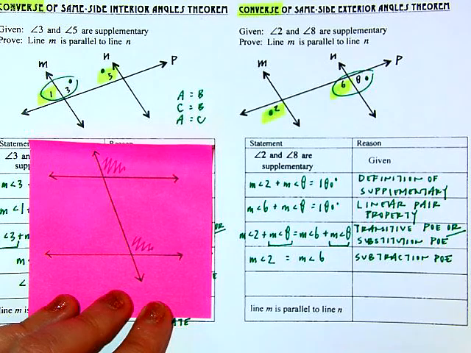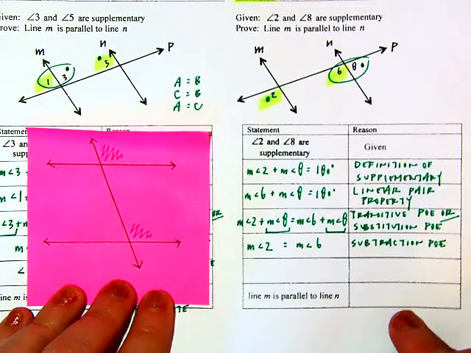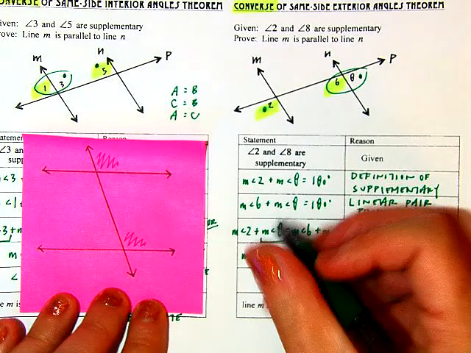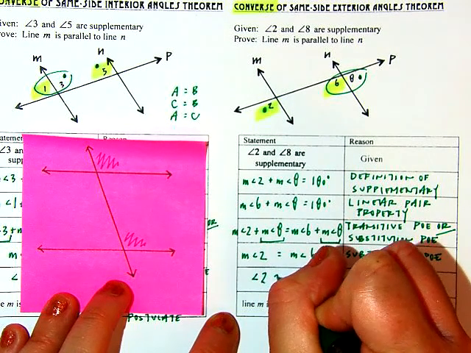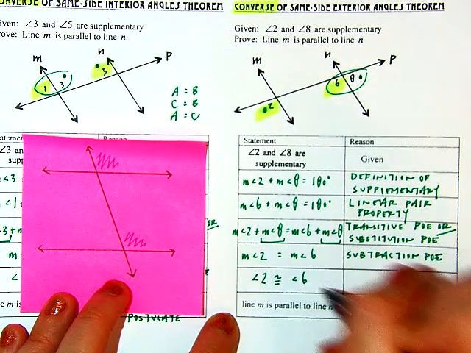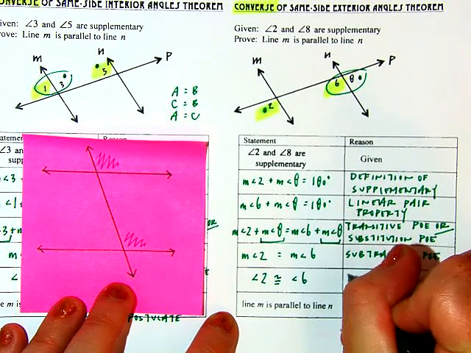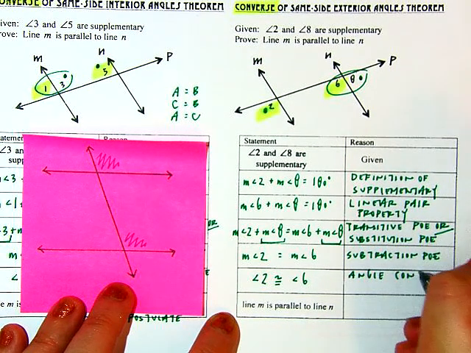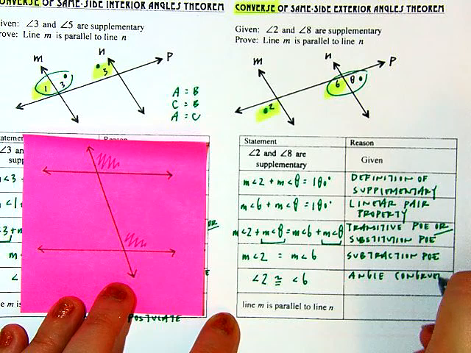Okay, I'm so close. Right now I know their measures are equal, and I want the angles themselves to be congruent. So I can convert it and say angle 2 is congruent to angle 6. So this is the angle congruence postulate.